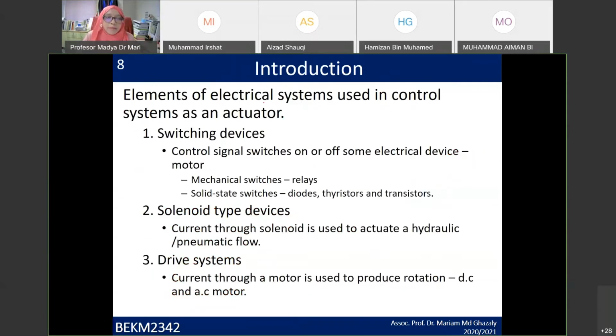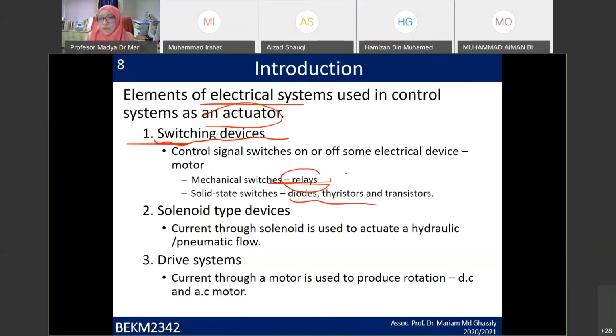So for the element of a system used in control, normally we call it an actuator. Anything that can make a movement, cause a torque, using an electrical signal, we call an actuator. The first one we are going to learn about is switching devices. This is where the control signal switches some electrical devices on and off. The common one you can see is the relay, and then you have solid state switches, for example diode, resistor and transistor.